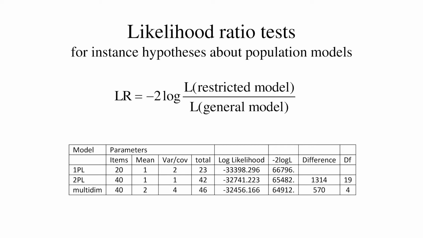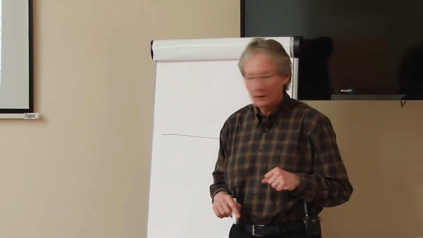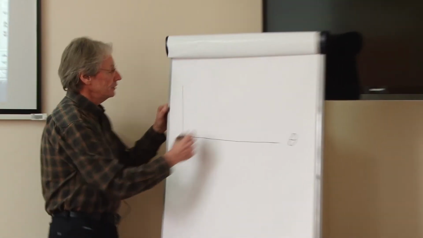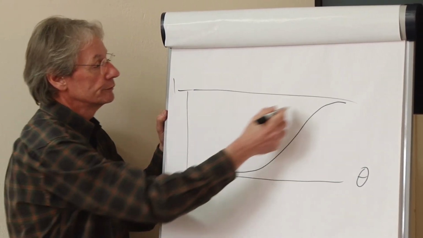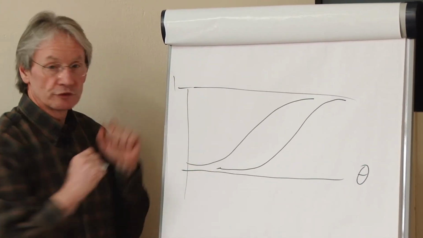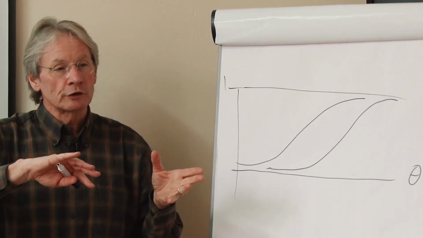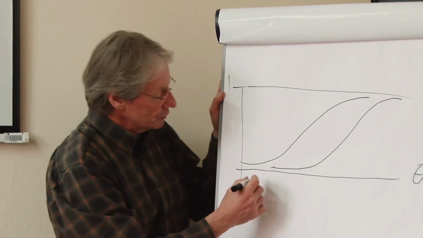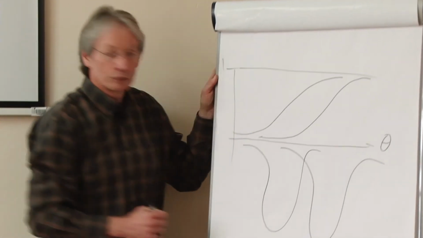Then we had 2 ability distributions, say one for the boys and one for the girls. How could we envision such a model? Suppose that this is our theta scale. And here we have, again for 2 items, the probability of a correct response, which goes up to 1. What I usually do is draw the ability distributions upside down. So this is for the boys, this is for the girls.